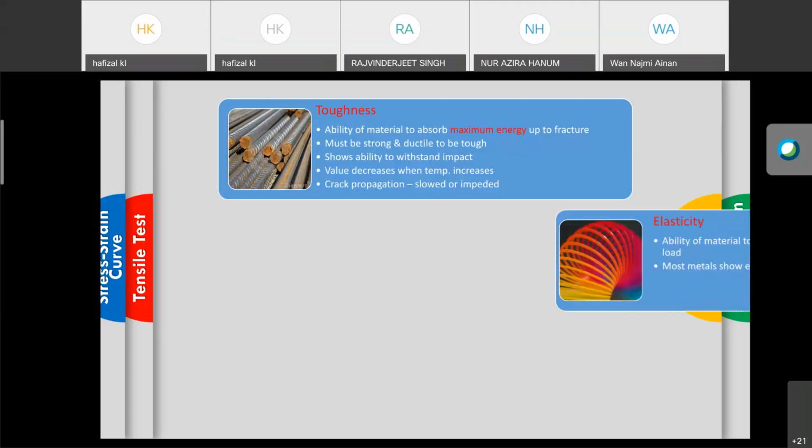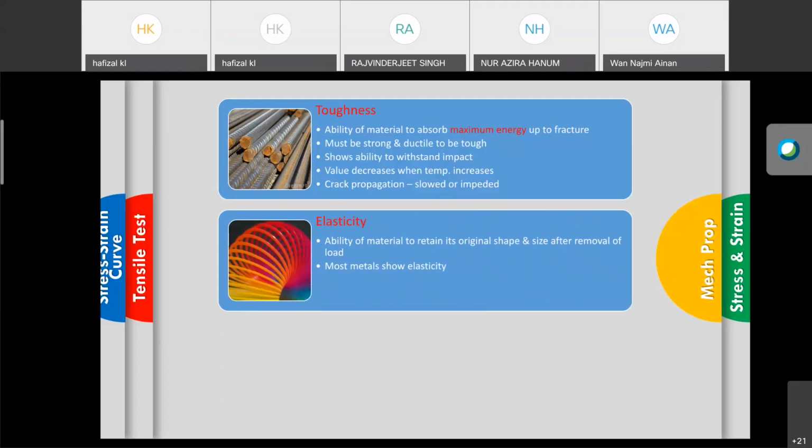Then we have elasticity. Elasticity is the ability of a material to return to its original position or shape. I previously mentioned the spring. When we give a load within the limit of its elasticity and then remove the load, it will spring back to its original position. So this is elasticity, which most metals show.